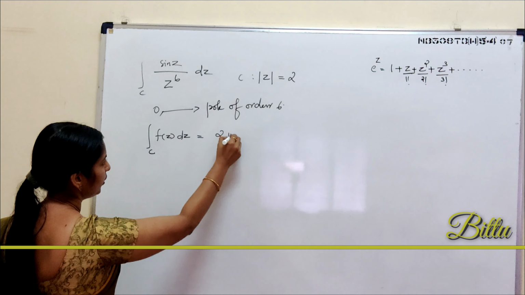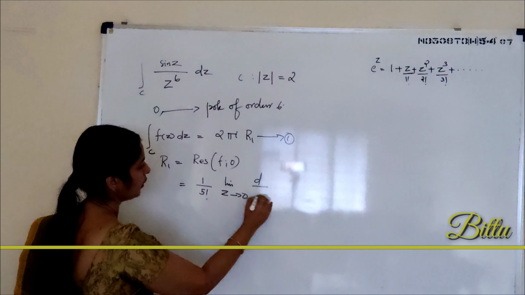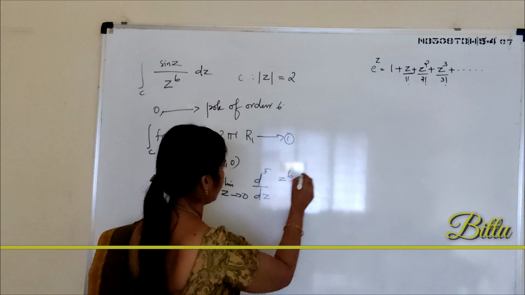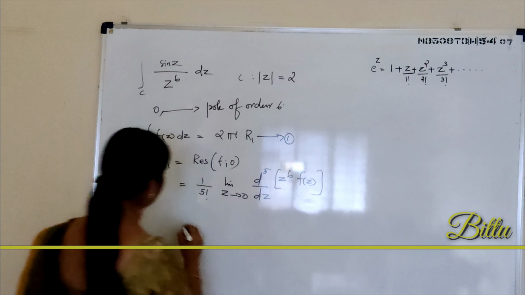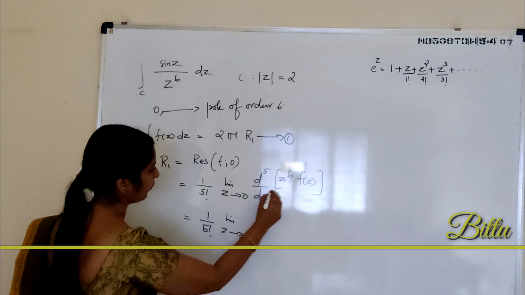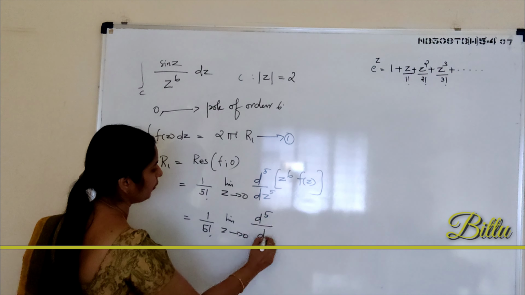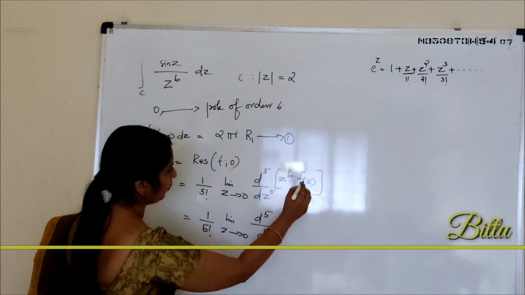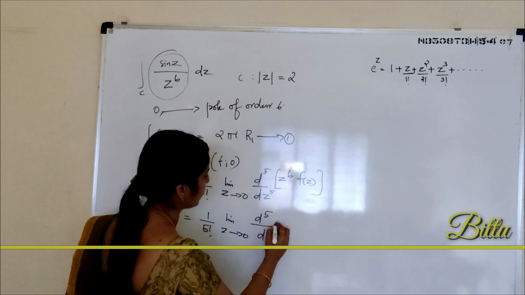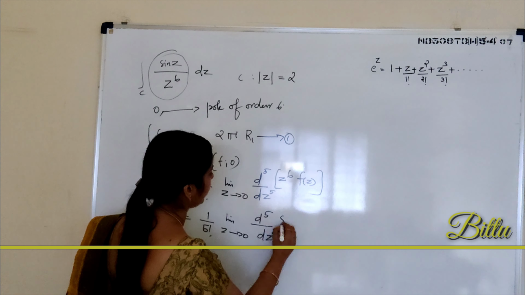Since 0 is a pole of order 6, you have to apply the corresponding result for evaluating the residue. It is 1 by 5 factorial, limit z tends to 0, fifth derivative of z raised to 6 into f z. That is 1 by 5 factorial, limit z tends to 0, fifth derivative of, you put f z. f z is sin z by z raised to 6. You can see z raised to 6 will cancel. So fifth derivative of sin z.